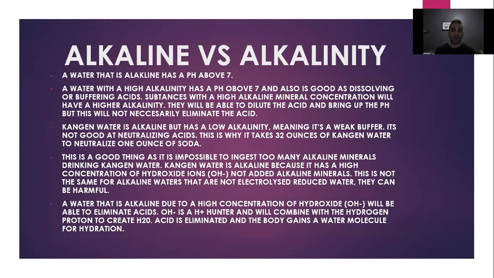So now you have eliminated the H plus, which means you're not neutralizing or diluting the acid, you're actually eliminating it completely. So Kangen water is impossible at making somebody too alkaline, and it is very good at balancing the body's pH and helping the body maintain homeostasis, stay in that balance, that middle area where it wants to be.